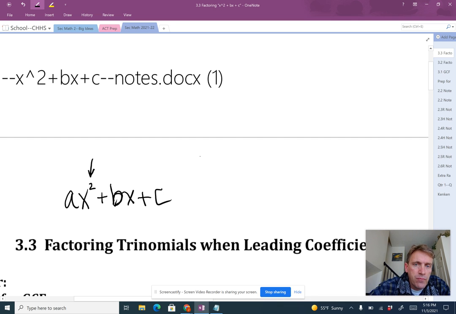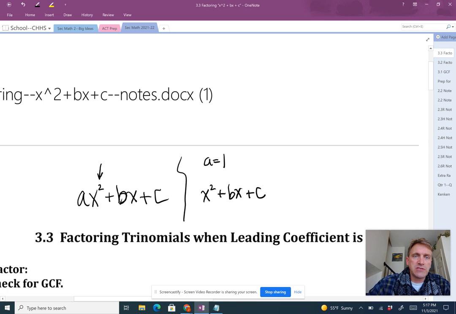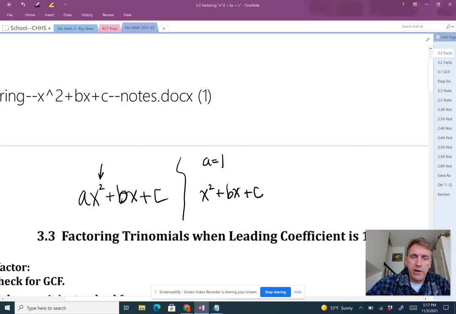And when a equals 1, then it just looks like x squared plus bx plus c. Because remember that if there's no number in front of the variable, we can always understand that there is a 1 there. And so when a equals 1, you get x squared plus bx plus c. So we're going to talk about how we factor those.